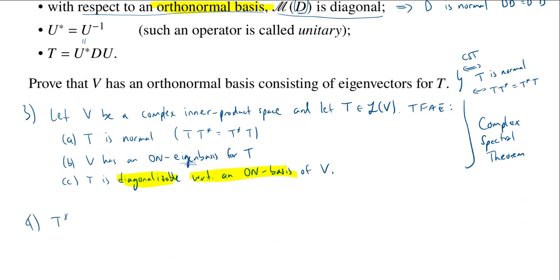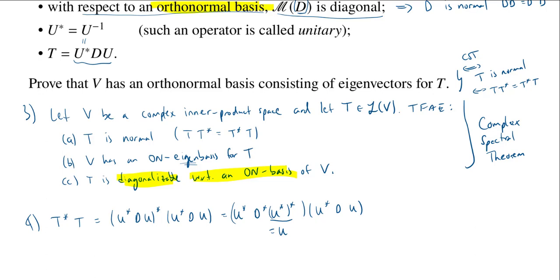So T T star. Let's see, what is our T? T is given by U star D U. So this is going to be U star D U star, and then we have the T, so that'll be now U star D U. The first bit, we take the adjoint of a composition. You take the composition of the adjoints, but in reverse order. So this becomes U star D star U star star. And of course, U star star is just U. And then the second bit just remains U star D U.